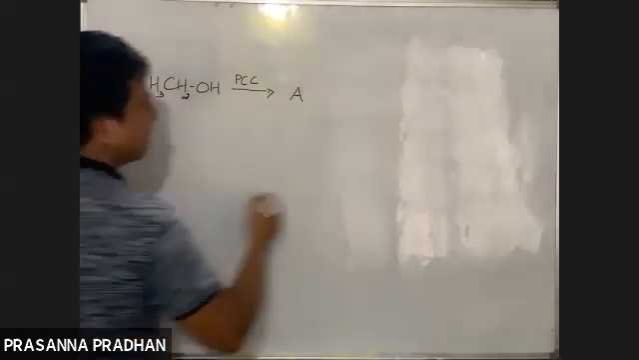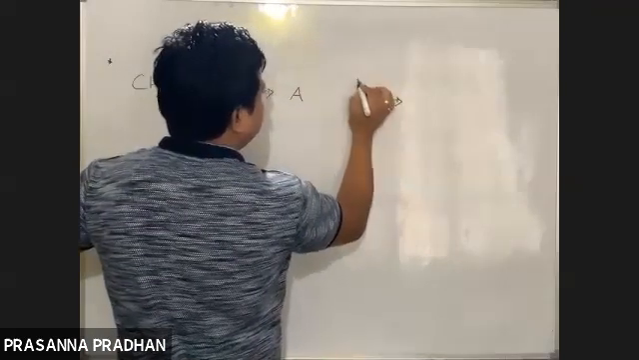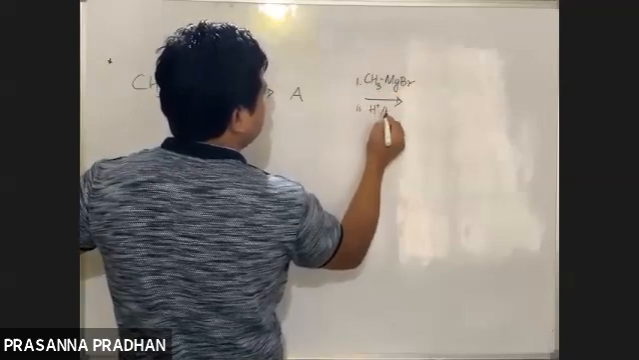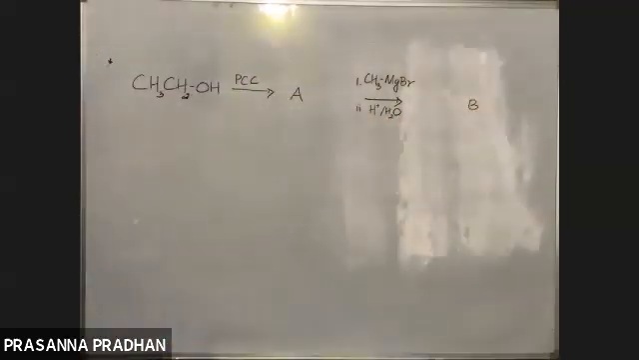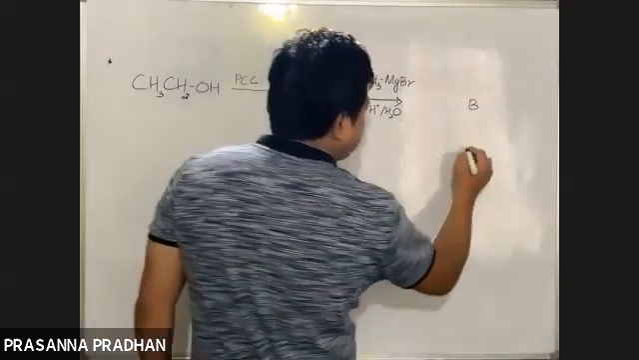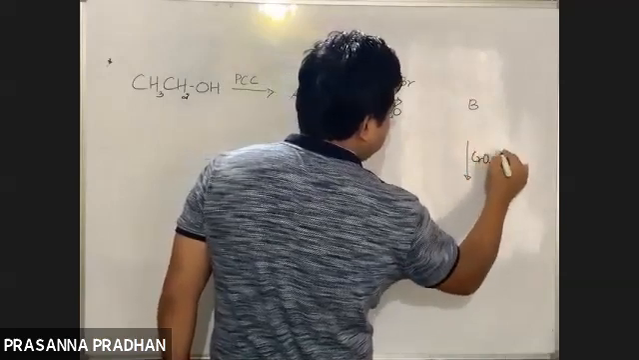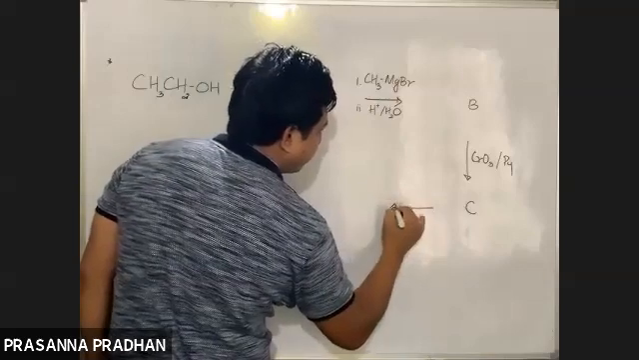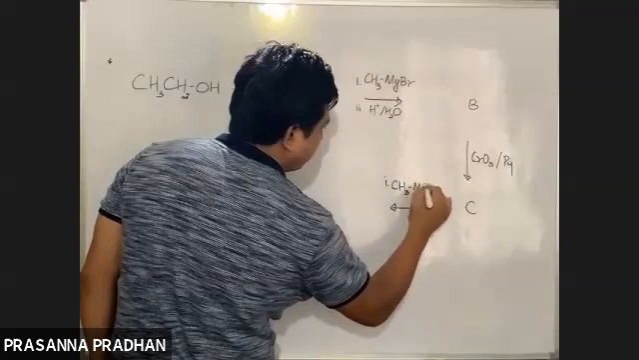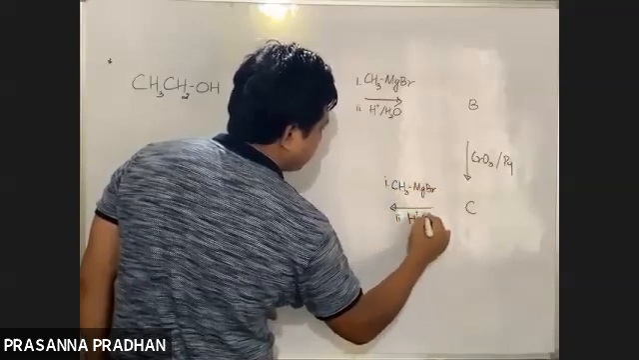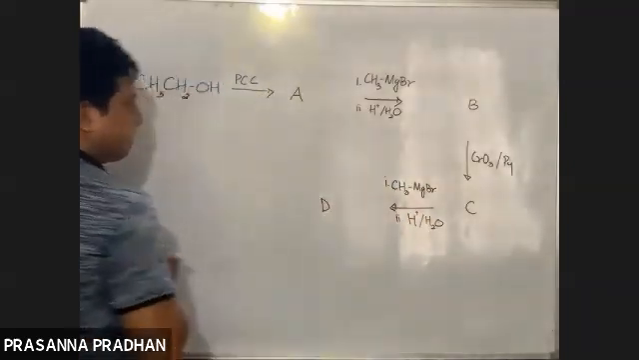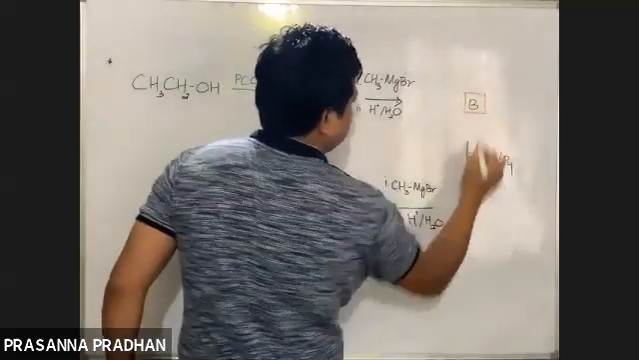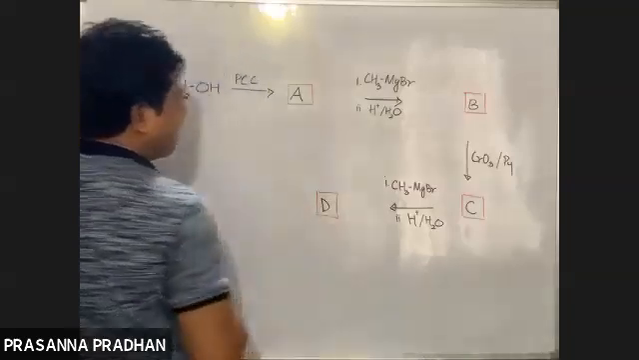I'll get A. Now, when this A is treated with CH3MgBr followed by acidic hydrolysis, I get B. When this B is treated again with CrO3.py, I get C. When C is again treated with CH3MgBr followed by acidic hydrolysis, I get D. So what is the question? Identify the products A, B, C, and D.